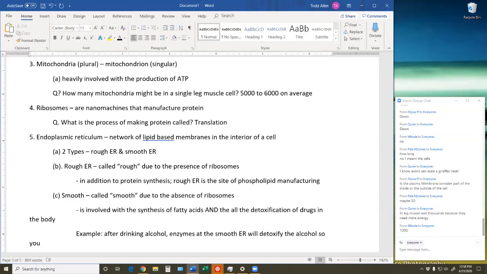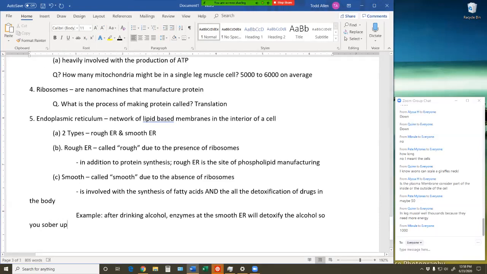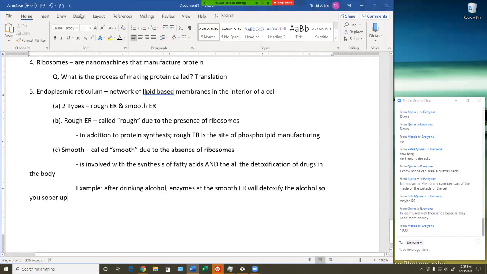And particularly, the liver is a big deal here, right? The liver as an organ contains liver cells. The liver cells contain smooth endoplasmic reticulum. The liver cells in particular have a lot of smooth endoplasmic reticulum that's involved in detoxifying substances like alcohol or other drugs you might put into your body.